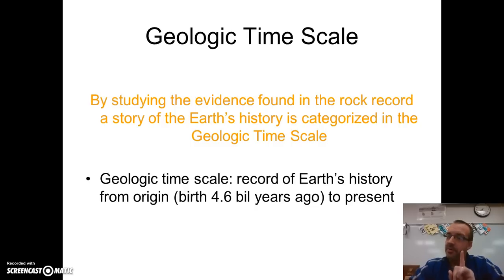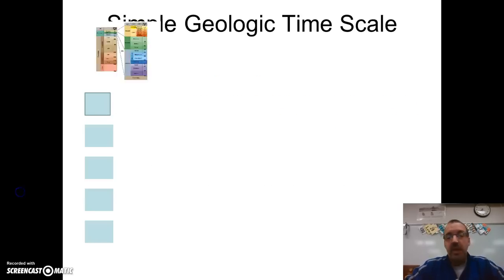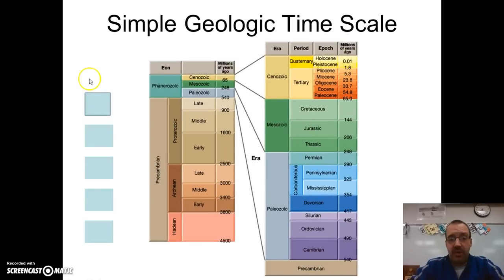However, the big difference between a timeline that you'd be familiar with is that we're including 4.6 billion years of the Earth's history. So it becomes a little bit more complicated than breaking down the life of, let's say, Ben Franklin or some other important figure. So here we have the geologic time scale. We have it broken up into several different segments.